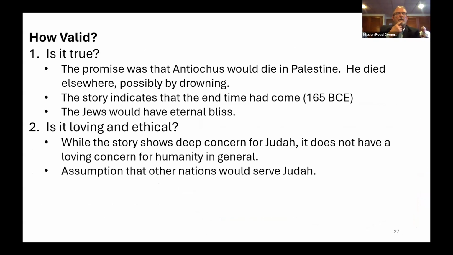Is it true? The promise was that Antiochus would die in Palestine. He actually died elsewhere, possibly by suicide in drowning. He thought somebody was coming for him, and the story is that he drowned himself. The story indicates that the end time had come. This was 165 BCE, so we can say affirmatively that did not happen. And also the story says that the Jews would have eternal bliss. So I think we can look at the Jewish history and say that probably is not true as well.